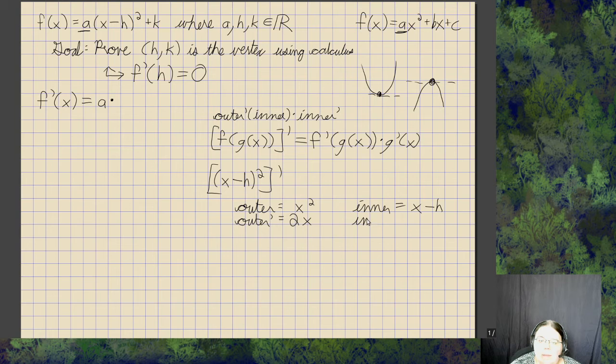Well, inner prime, let's see, h is a constant, so it doesn't change. So inner prime would be x. I'm going a little fast through some of these calculus steps. If you've taken calculus, you're probably right along with me, or at least, actually, wow, copying error there.